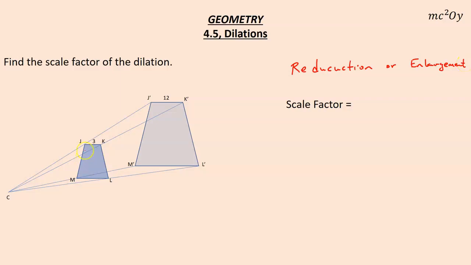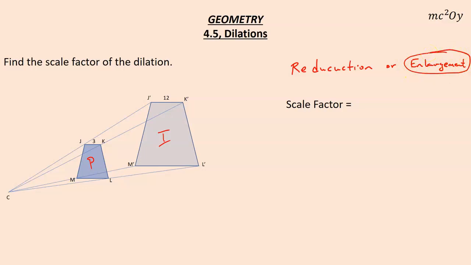Okay, well, if I'm going from JKLM to J prime, K prime, L prime, M prime, notice I know I'm going from pre-image to image, because this is J and this is J prime. The primes are the image. So that means my figure is getting bigger. So I am dealing with an enlargement here.